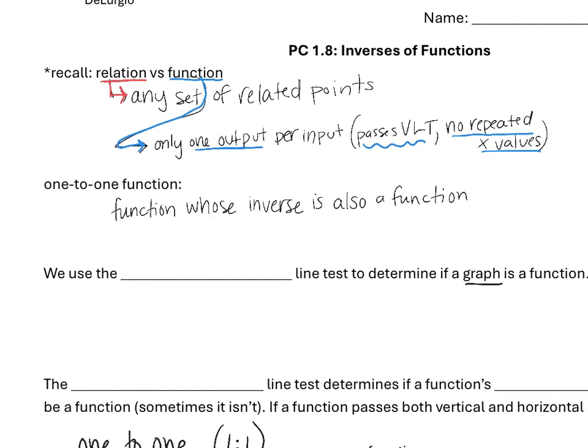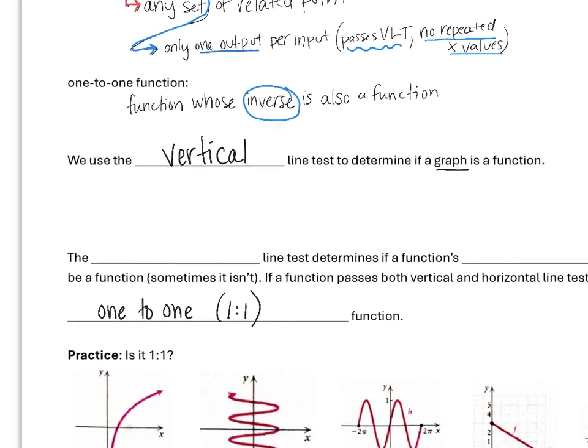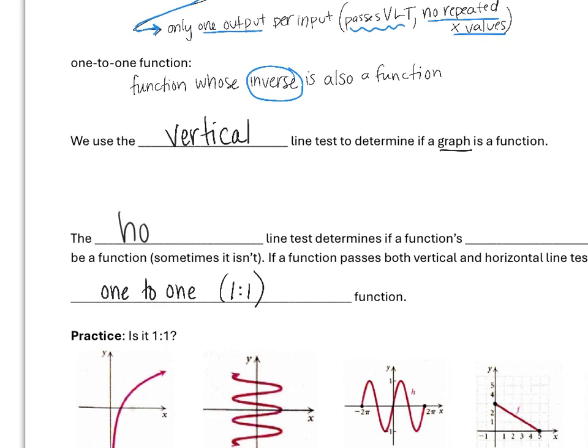A one-to-one function is a function whose inverse is also a function. So the original is a function, and then its inverse is also a function. We call that one-to-one. For functions, we use the vertical line test to determine if the graph is a function. But the horizontal line test will tell us if its inverse is a function.